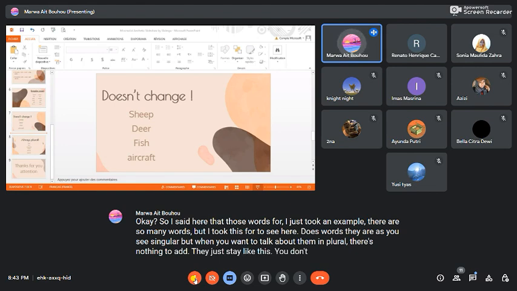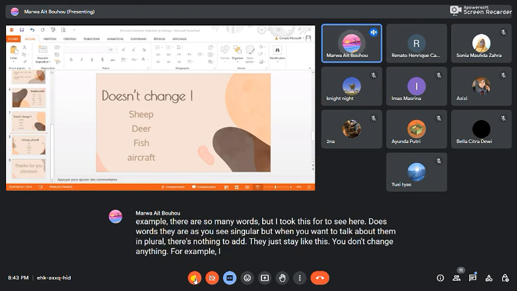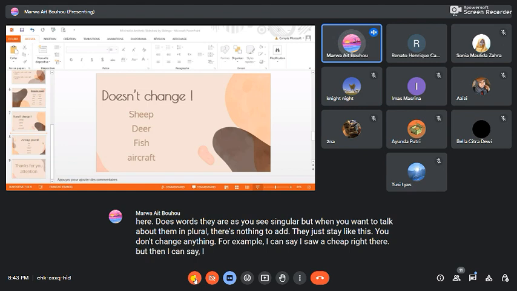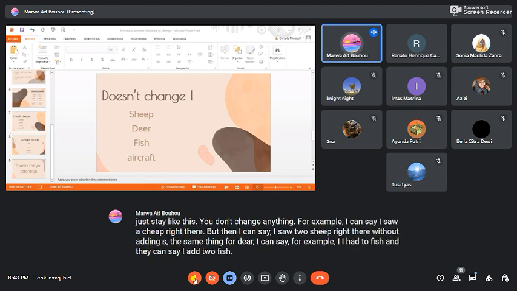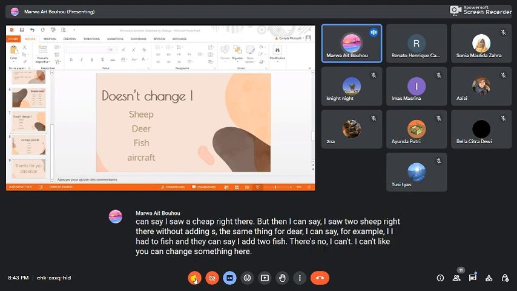You don't change anything. For example, I can say I saw a sheep right there, but then I can say I saw two sheep right there without adding s. The same thing for deer. I can say, for example, I had a fish, and I can say I had two fish. You can't change anything here. They stay like this. Did you get it? Oh yes, I got it.